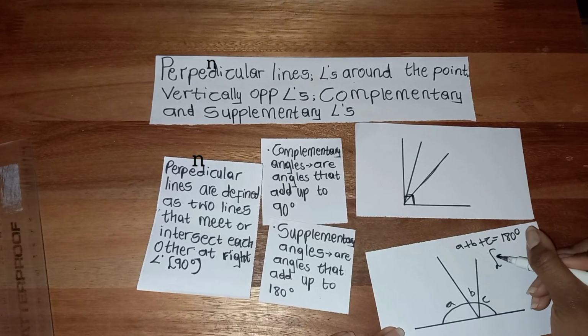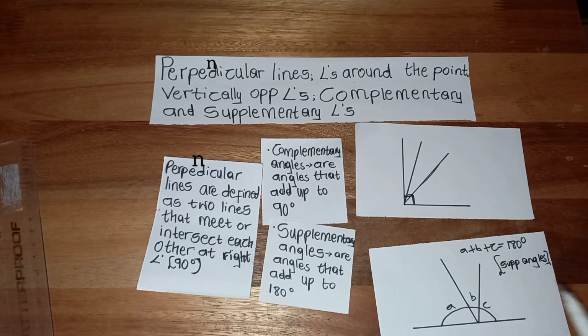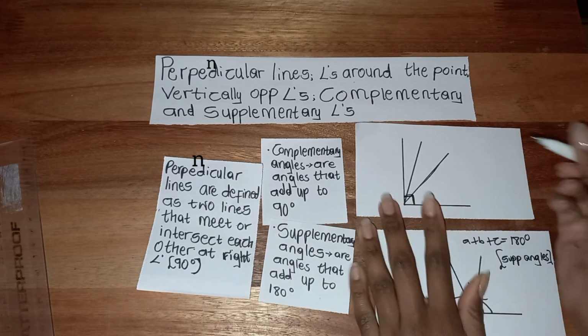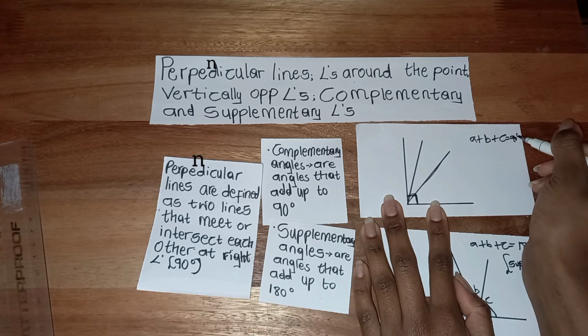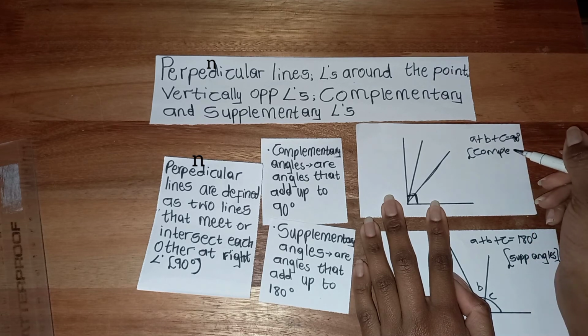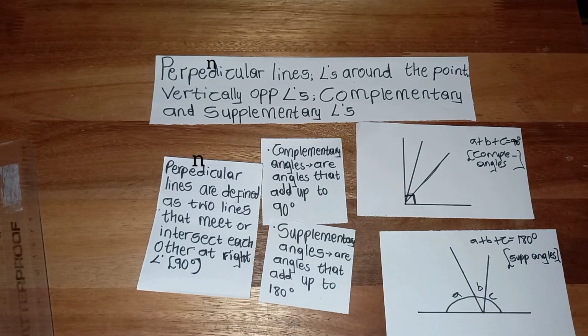Your reason will be supplementary angles. I'm just using sub for short. So your reason will be supplementary angles. In geometry, when we solve questions, we need to give reasons. So in this case, you will say your angle A plus angle B plus angle C equals 90 degrees because they are complementary angles. This will be your reason for adding this together to give you 90 degrees.